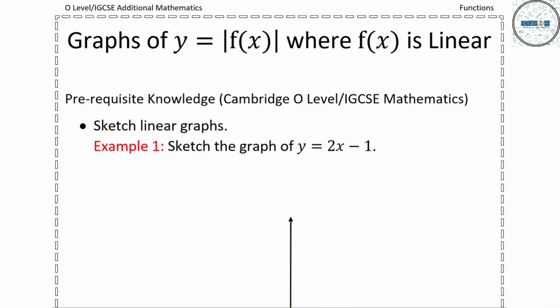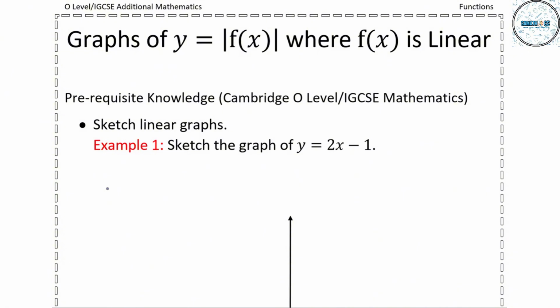Welcome back. In today's video, we will sketch graphs of absolute functions where the function inside is linear. Before we begin, make sure you are confident with sketching straight line graphs such as y is equal to x, y is equal to 2x minus 1. Identifying x and y intercepts. Understanding the concept of absolute value, that is modulus of x.